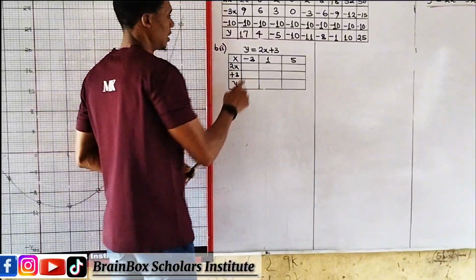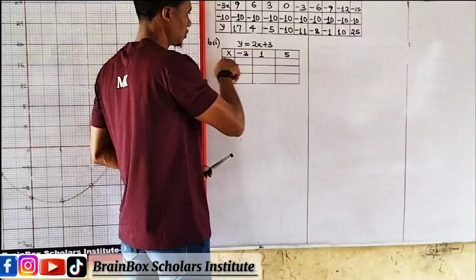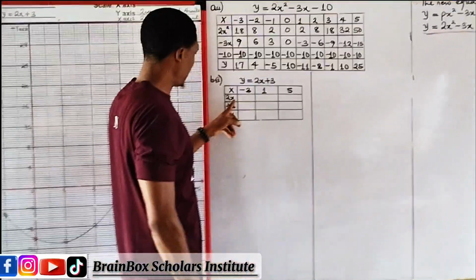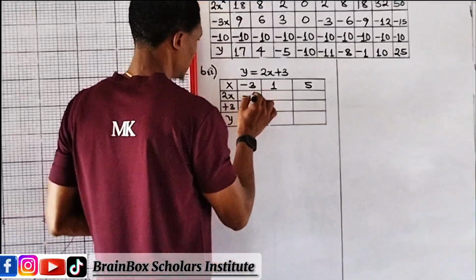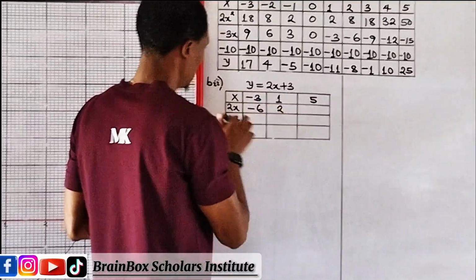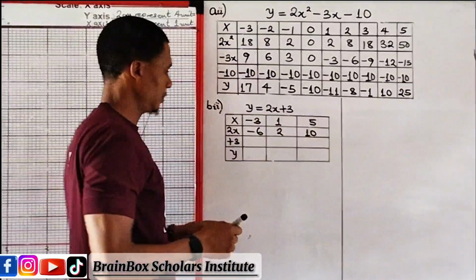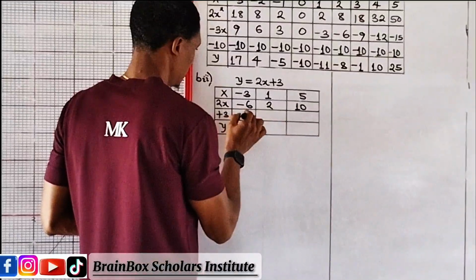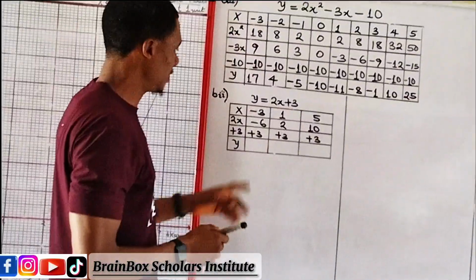Now, what will be the value of this box here? I'm going to use this equation and solve all three. The value of x is minus 3. So put the minus 3 here. 2 times minus 3 is minus 6. Put the 1 here. 2 times 1 is 2. Then 2 times 5 is 10. Then plus 3, plus 3 and plus 3. So let's get the value of y.